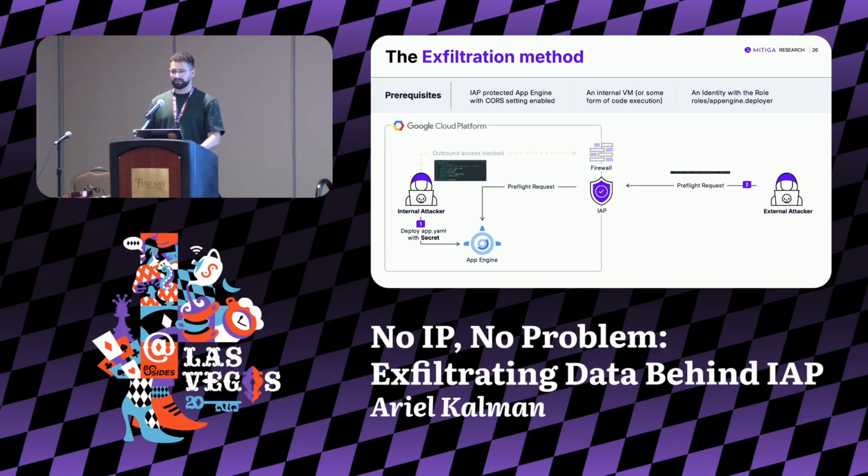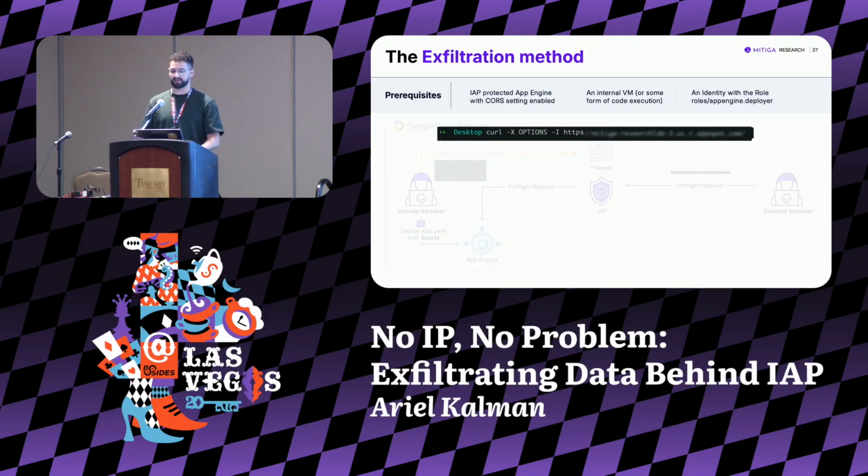The second step of the attack is that the external attacker sent an HTTP options request to the web server. Because we enabled the allow HTTP options setting on IAP, this request can go through IAP and reach the application. The external attacker doesn't need any token to send this request and get to the application. And this is how this request looks like.